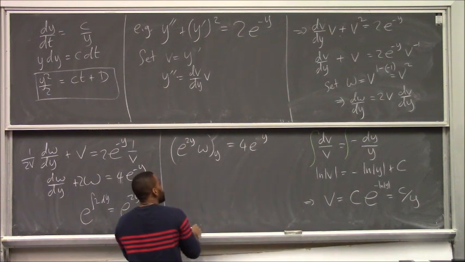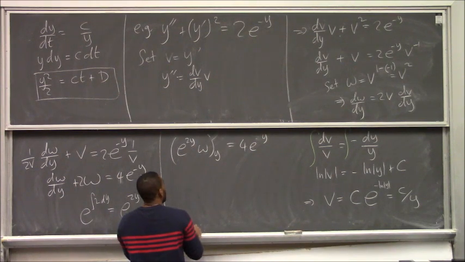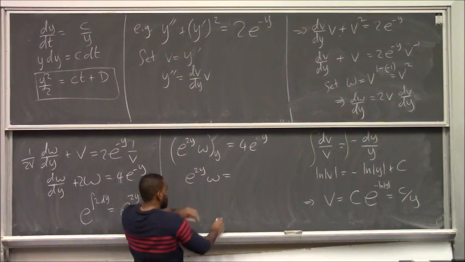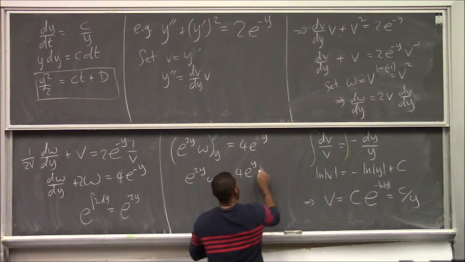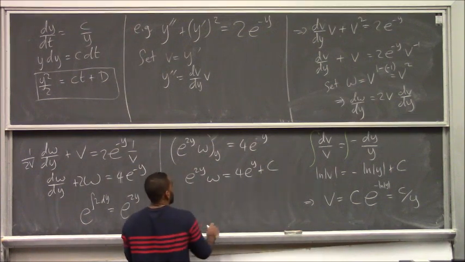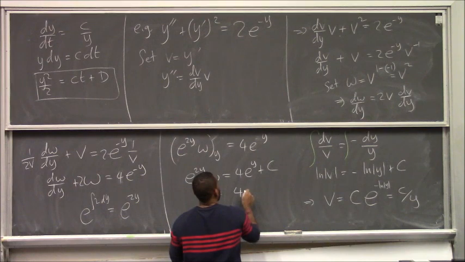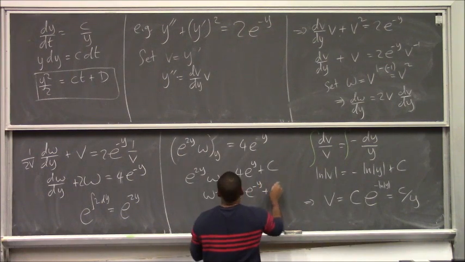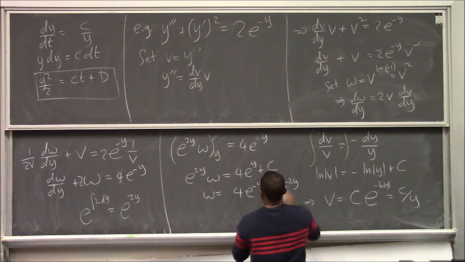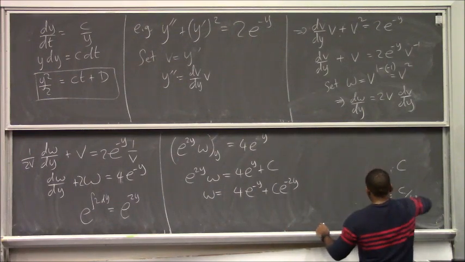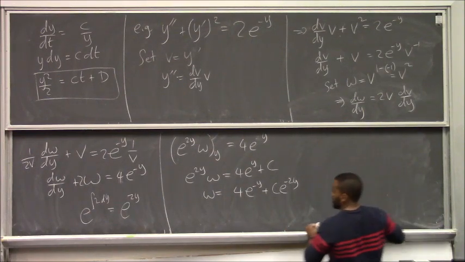So now we integrate both sides with respect to y. It's so easy. You have e to the 2y times w equals 4e to the y plus c. And I divide both sides by e to the 2y. That's 4e to the negative y, cancel out one of those y's on the right, and then plus c divided by e to the 2y. And now you have to replace w with v squared.